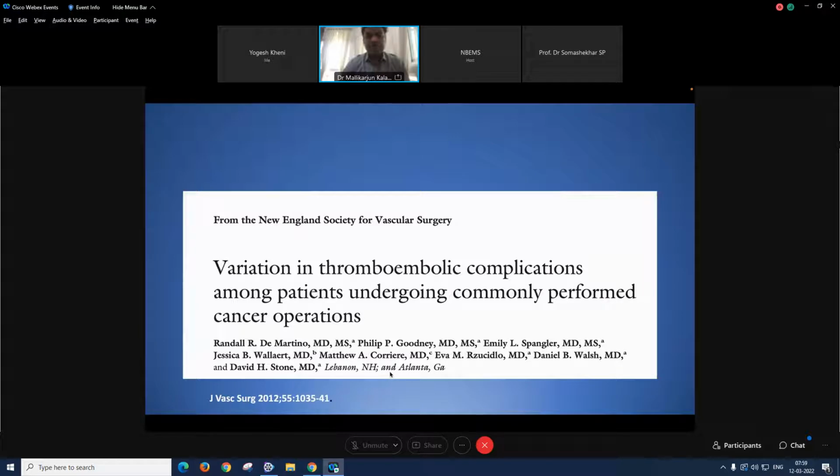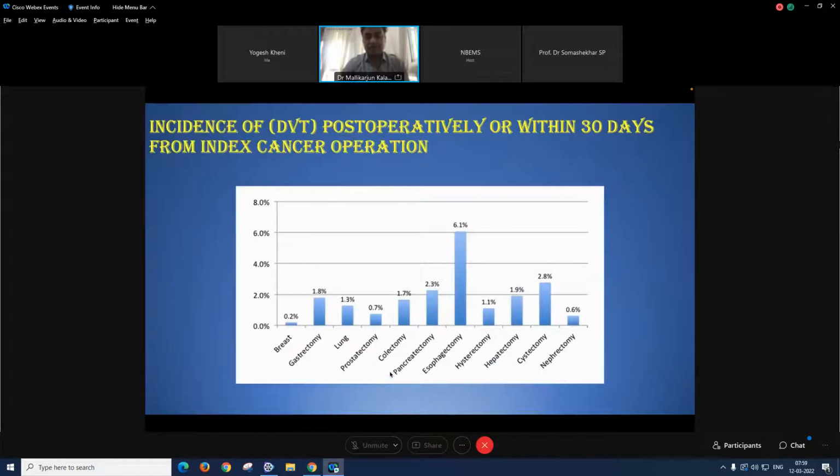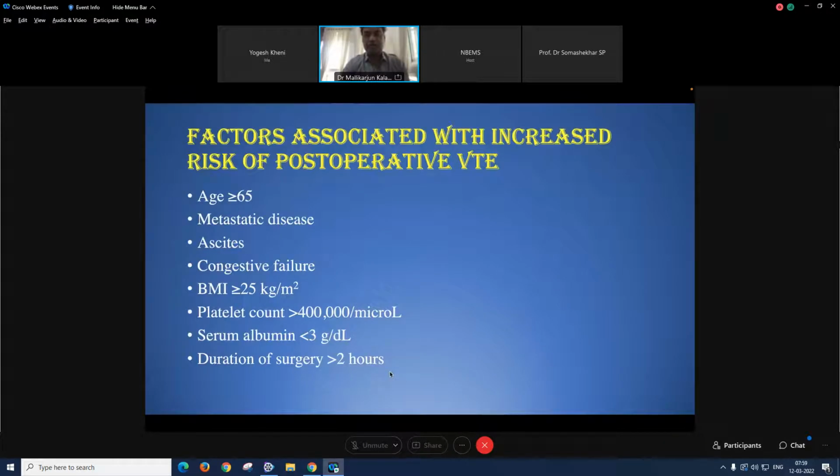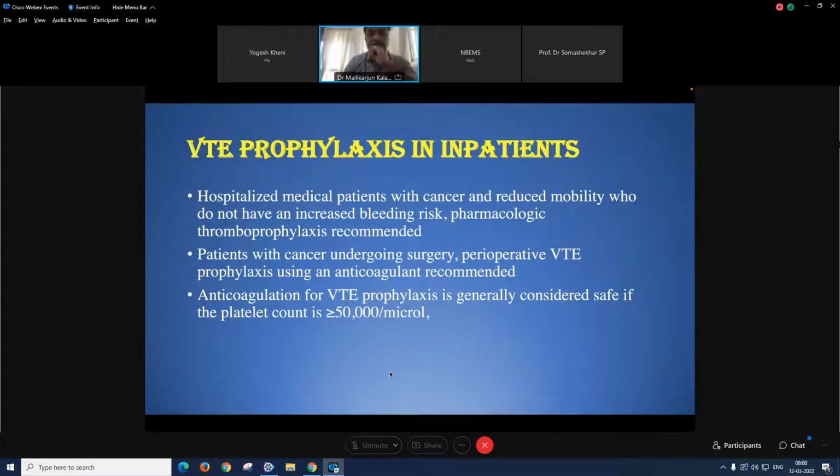So we know that not all cancers have equal risk of thrombosis, and even among surgical patients, some of these cancers have higher risk of cancer-associated thrombosis than others. And when there is a patient with cancer in the hospital, depending on the risk of thrombosis, one must try and make sure that they are on thromboprophylaxis. So all hospitalized patients with malignancy, reduced mobility, who do not have risk of increased bleeding, must be on pharmacological thromboprophylaxis.